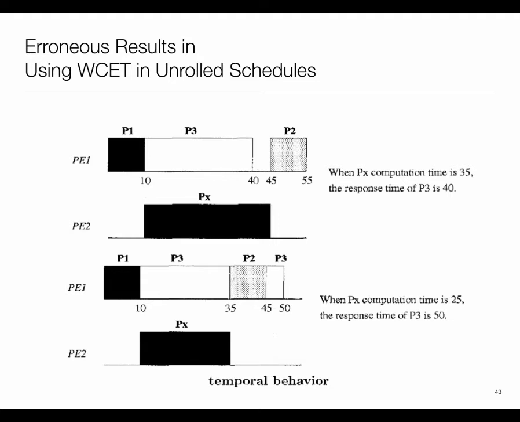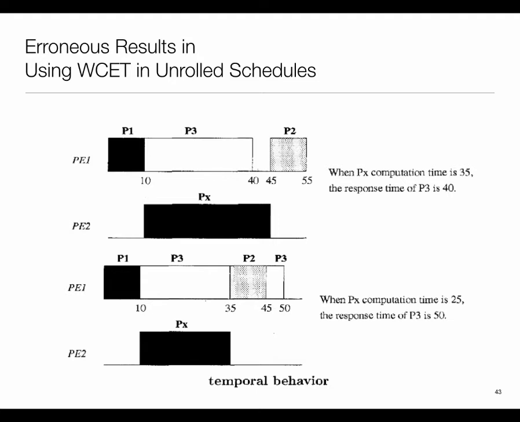So it has comfortably met its deadline. Its deadline was 45. Meanwhile, Px will finish after 35 time units, so that means it will finish at time 45, at which point P2 will start on processor 1 and finish and be done. So in this case, P3 met its deadline.